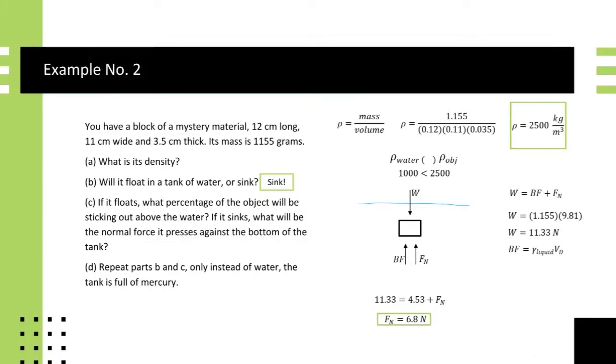And then, buoyant force ng mismong block na to is gamma liquid times volume draft. So, dahil nag-sink ang ating object, fully submerged siya sa ilalim ng liquid, meaning yung volume draft mo is also equal to the volume total. So, BF is equal to gamma of liquid, which is water. Water lang ba to? Yes, it is water. So, 9.81 times the volume of draft, which is gagamitin mo lang din yung 0.12 times 0.11 times 0.035. Tama ba? So, BF is equal to 4.53 newtons.